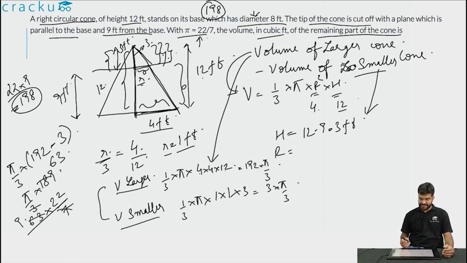So we can easily input that. To solve this question, to calculate the volume of the remaining part of the cone, we just have to subtract the volume of the smaller cone from the volume of the larger cone.